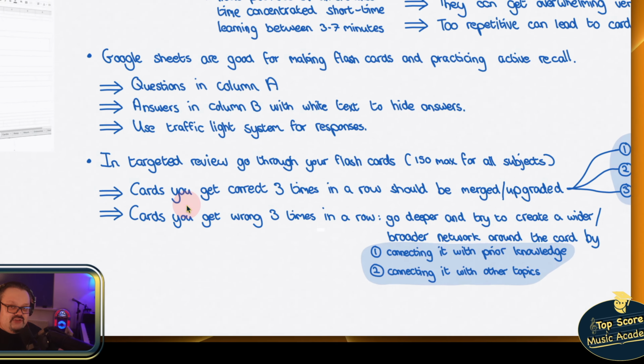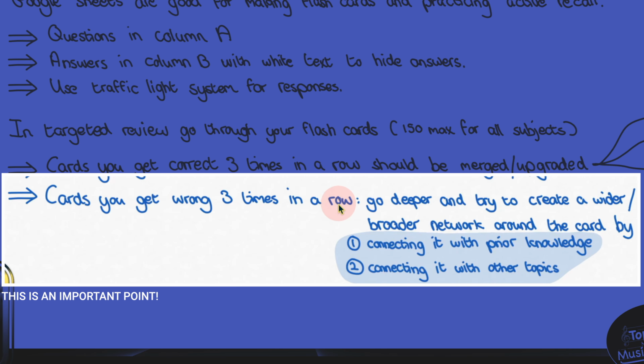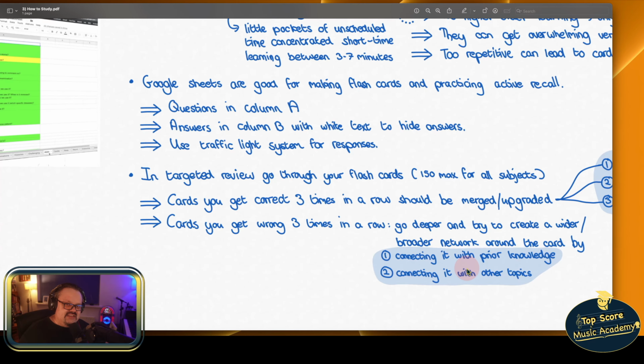And for information that you get wrong 3 times in a row, well then you need to go deeper and try to create a wider or broader network around that card by connecting it with prior knowledge, stuff you've already studied and already understand, previous topics, or connecting it with other topics that you're studying at the moment. So there may be other ways of changing the information, or other ways of asking the question, or maybe linking the answer to other answers for other questions. It really is going to depend on your subject and what questions you're writing down.